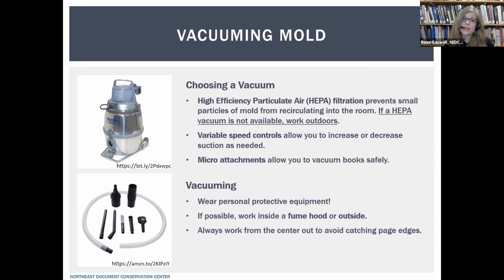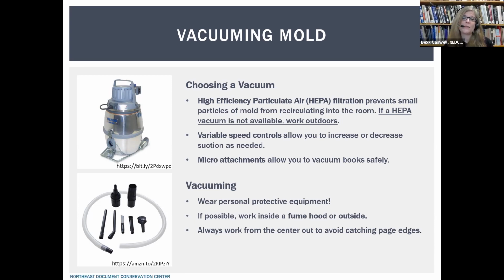I also really like this micro tool attachment system that's shown in that bottom picture. You can buy that on Amazon for less than $10, and I think it's probably the most useful way of spending $10. It's great for keyboards, for small spaces. I have one at home and I love it so much.